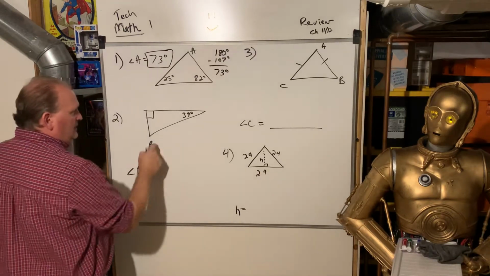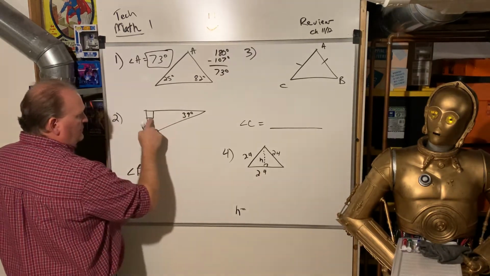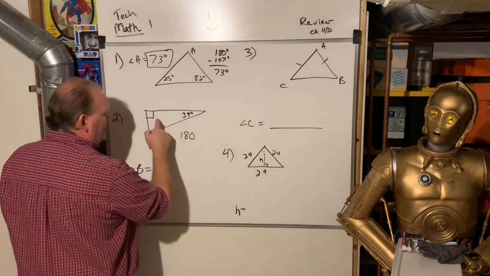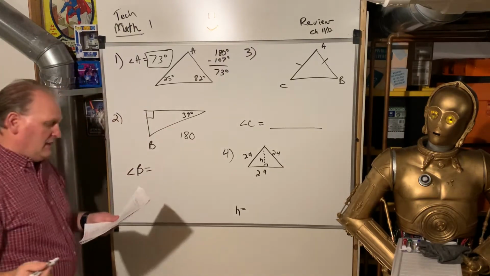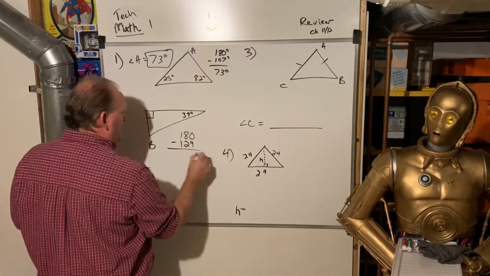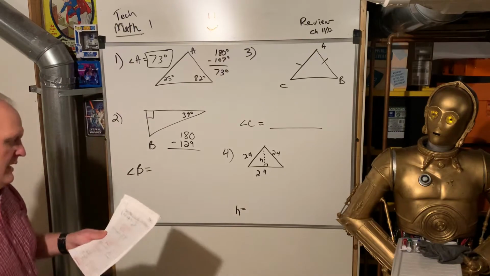Same with this angle B, 39, when it's got a square in it, that means 90 degrees. So you add 90 plus 39, that's 129, and then you subtract that from 180. And so you're looking at 51 degrees.